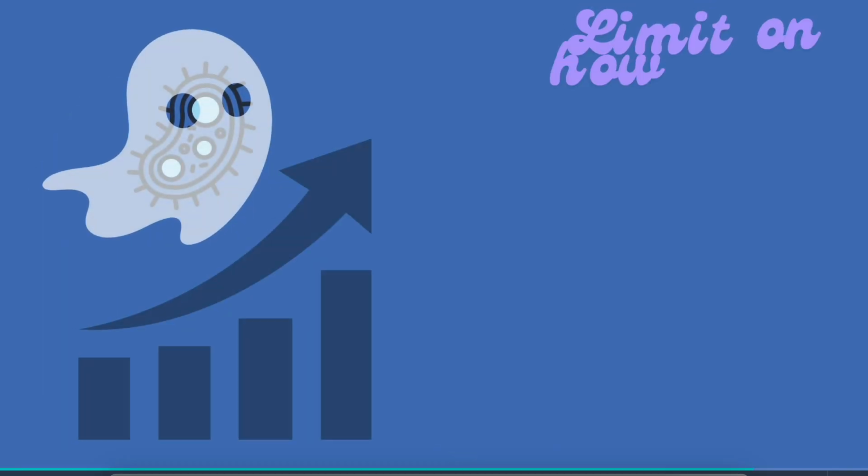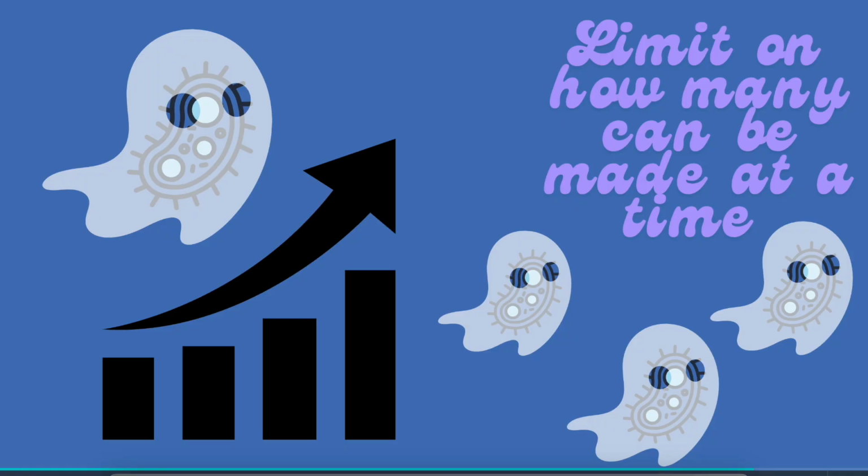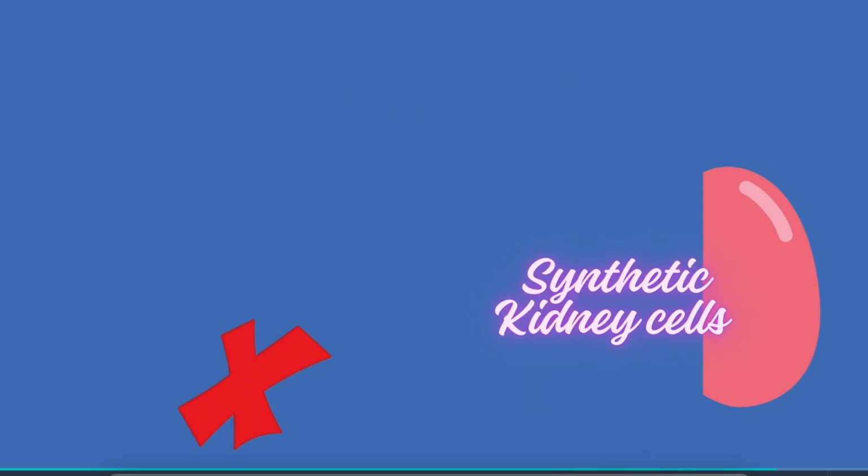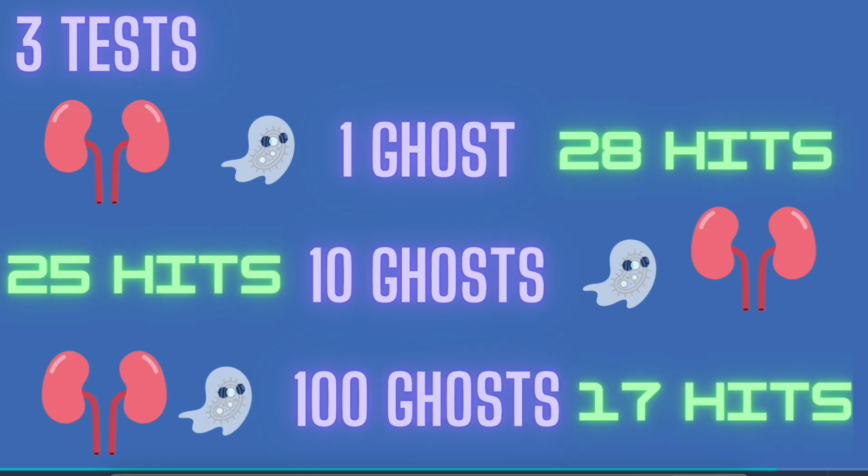The number of ghost bacteria can be increased, but there's a limit or max to how many they can do at a time. When tested in a modified version of a kidney cell, there was a positive result. There was a cellular response to a bacterial cell, signifying that the testing would work. The 3 tests that they completed were as follows.